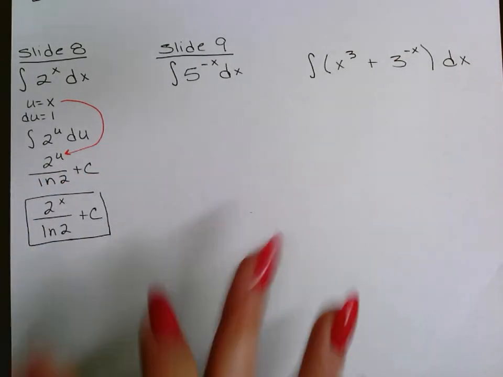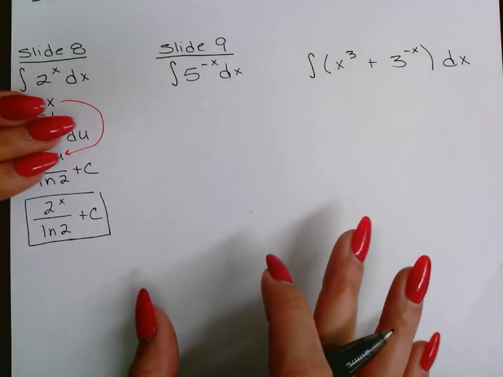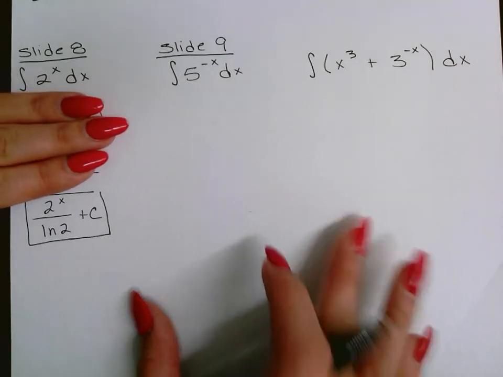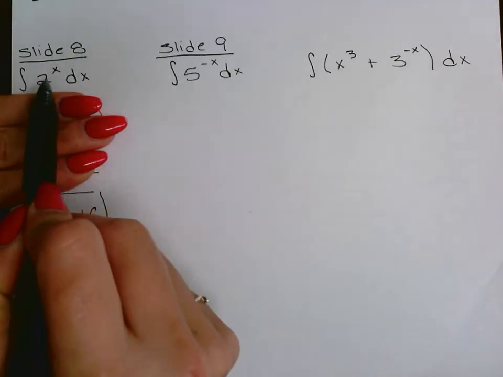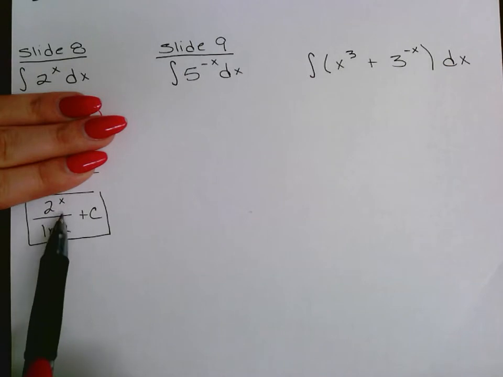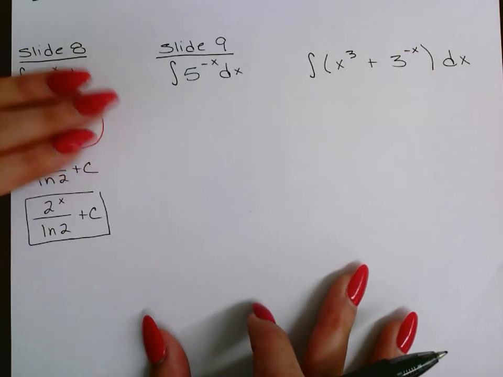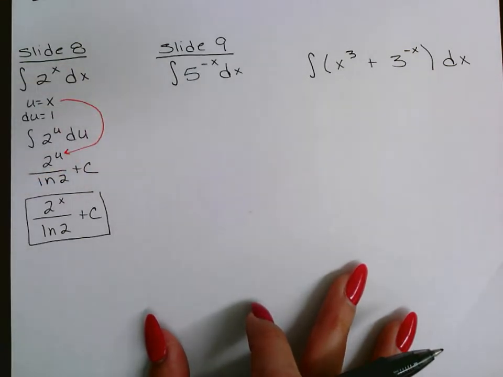So again, if you realize that you do not need u-sub, I'm going to put my fingers on this part. You can say, I don't need u-sub here, so the answer to this is just itself, 2 to the x over ln of the base, which is 2, plus c. So if you can catch that you don't need u-sub, you can go straight to that step.